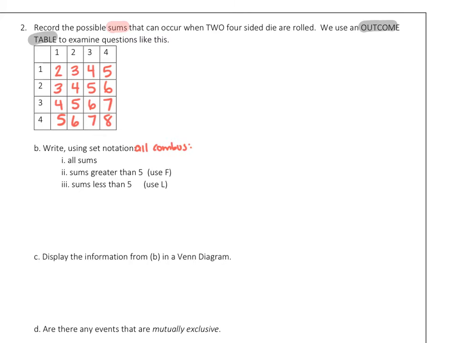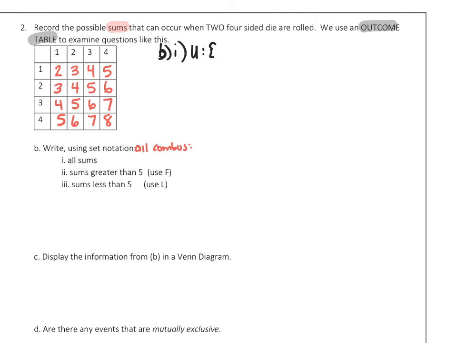Okay, in other words, which dice give me all of the sums greater than 5, and the sums less than 5, using set notation. So we'll do that up here because it's going to take a little space. This is B number 1, all sums. That would be the universal set because it's everything.